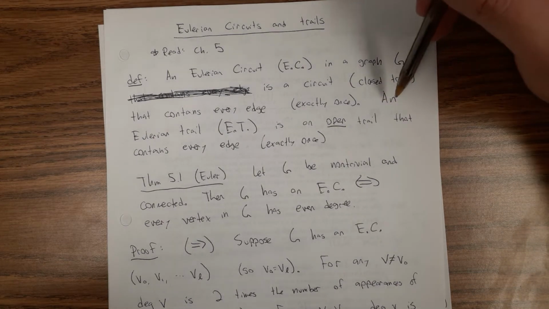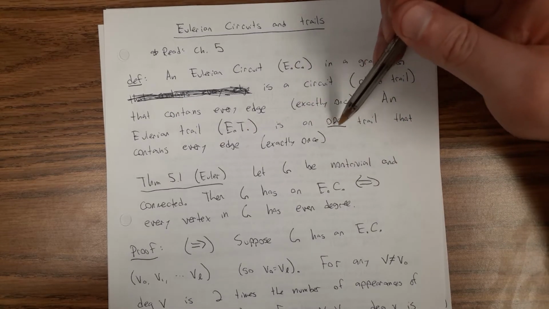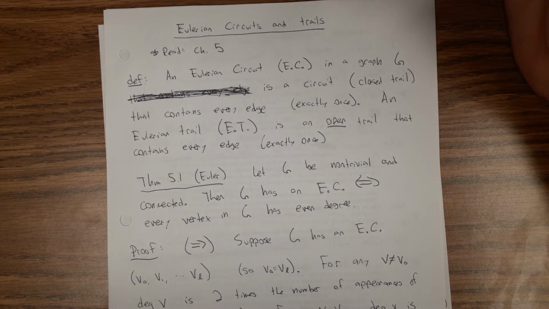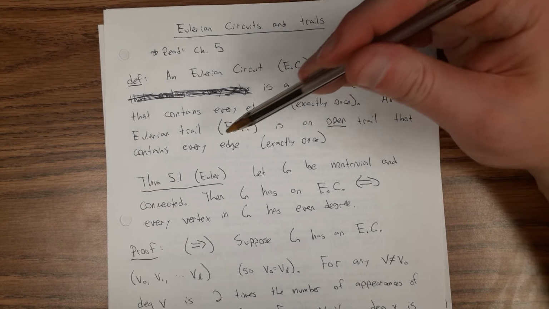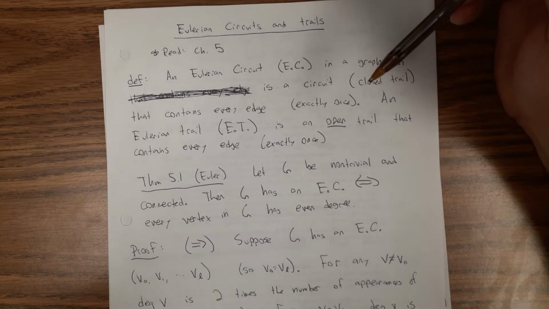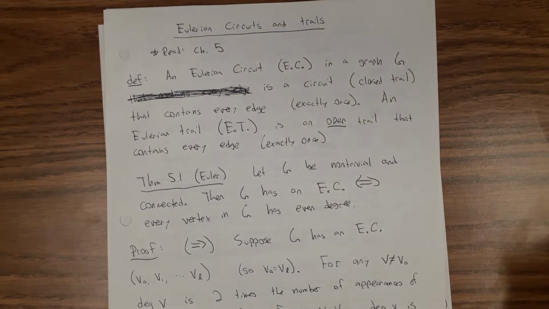An Eulerian trail is like the same thing except it is open, meaning that it does not start and end at the same place. Like the last vertex is different from the first vertex. But it's still a trail, and it still uses every edge, and it uses every edge exactly once. So that's what we're going to be talking about today. And there's some nice theorems that completely tell you in a pretty easy way whether a graph has these things.